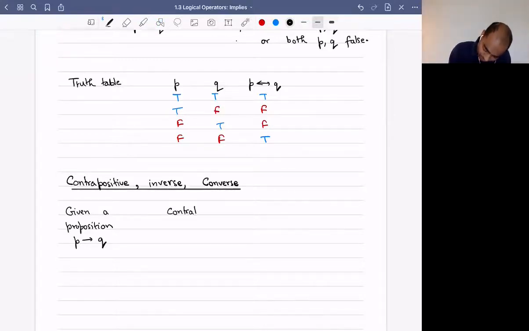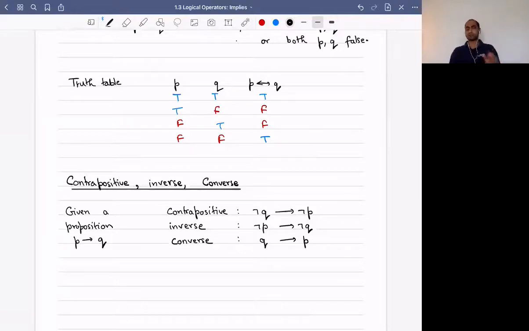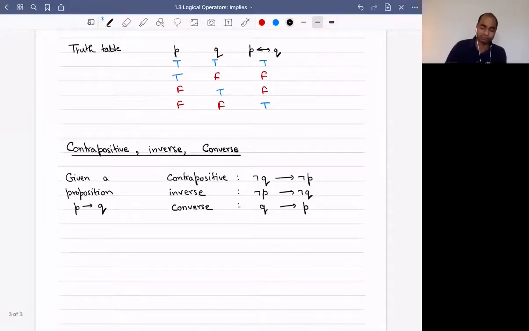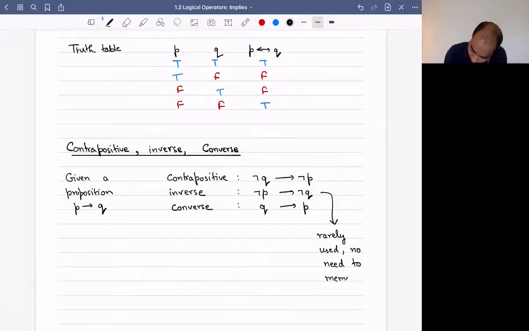The contrapositive is not Q implies not P. The inverse is not P implies not Q. And the converse is Q implies P. So this is a bit confusing. So let me explain how to remember this. Firstly, inverse is very rarely used. So I'll just say this is rarely used. No need to memorize. Okay, so let's get inverse out of the way. So now we'll focus on the contrapositive and the converse.